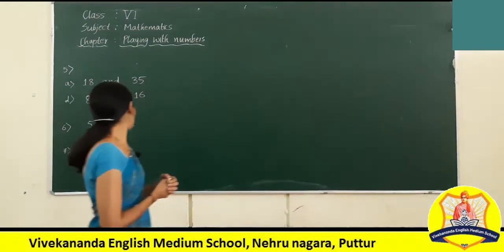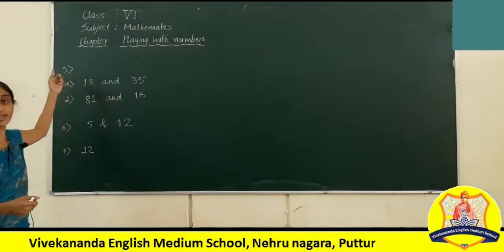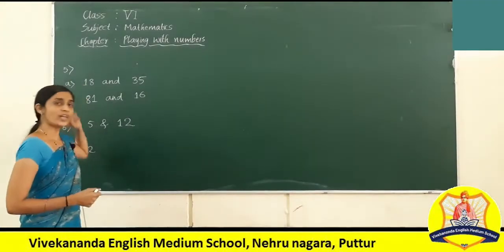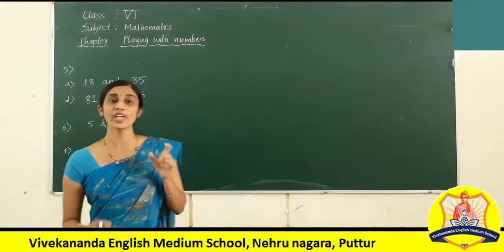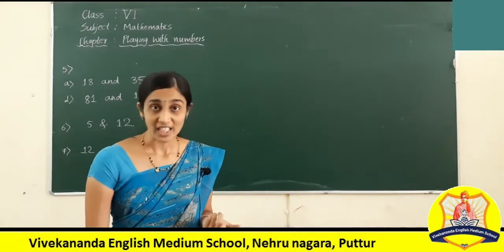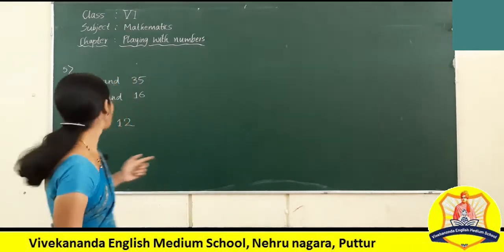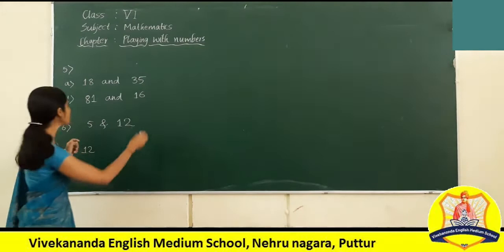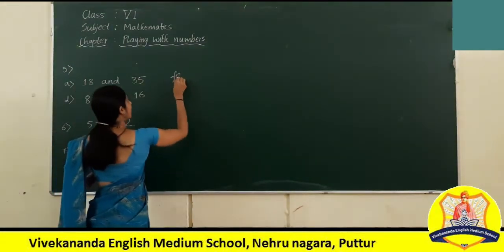Okay. Now let us see exercise 3.4, and in that the 5th question. What is asked there? You should check the given pair of numbers, are they co-primes or not? Right? So first one, let me list out the factors of 18.